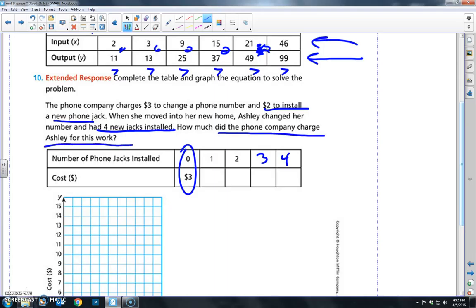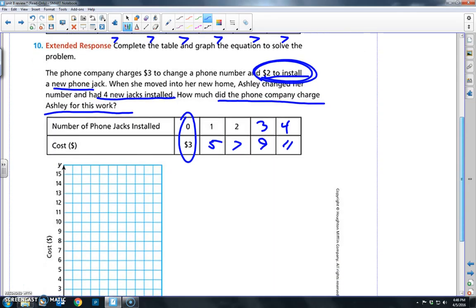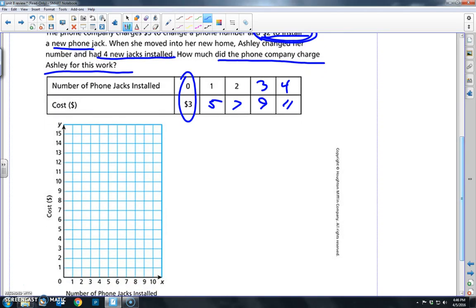Well, this is 0 phone jacks. She just changed her number, so that's $3. Now you need to add the $2 on. So 3 plus 2 is 5. Here's the $2 that we're adding. 7, 9, 11. Okay, and we get that for each of the phone jacks. Now we need to graph it out.